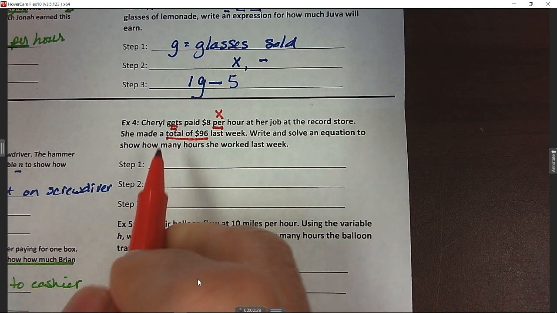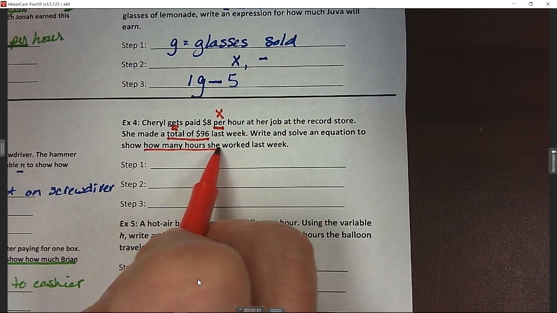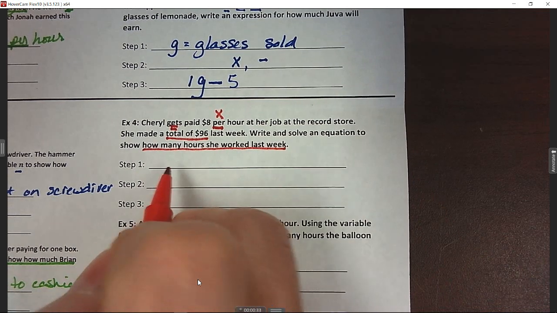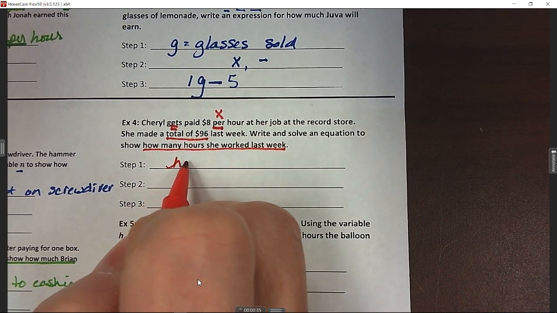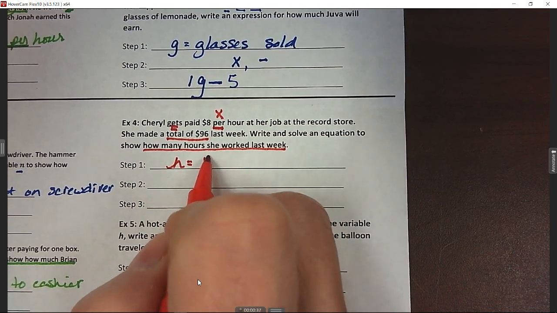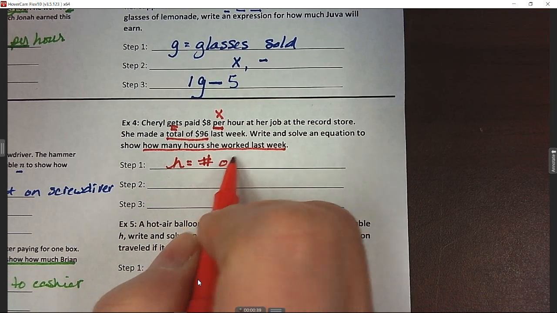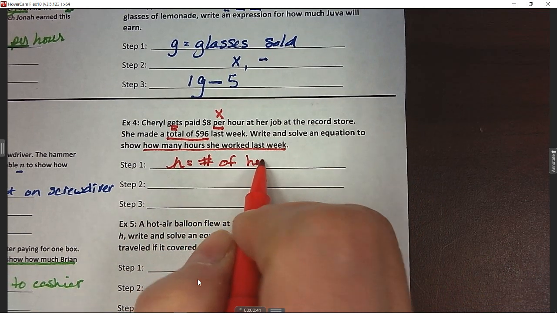So what don't we know? We don't know how many hours she worked last week. So I'm going to call that H for hours, and that's going to stand for the number of hours Cheryl worked last week.